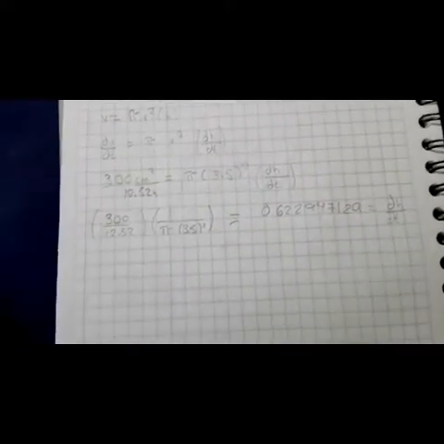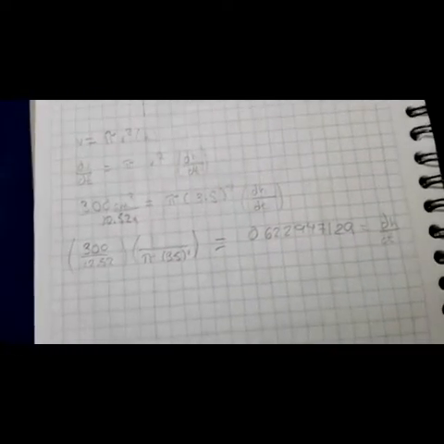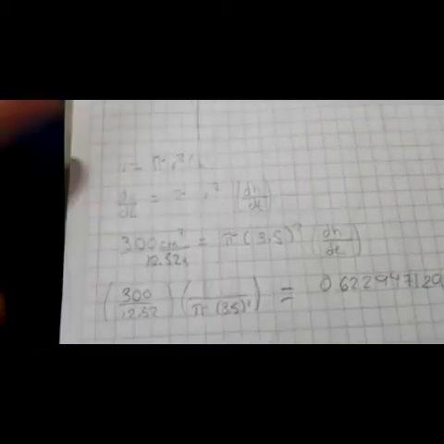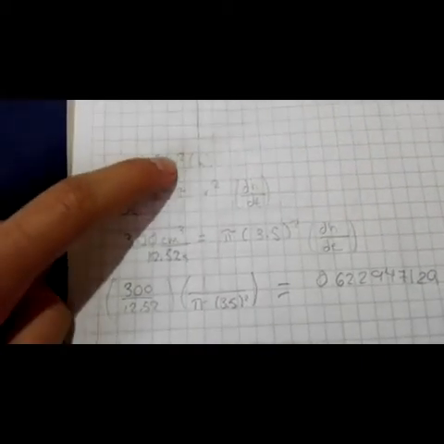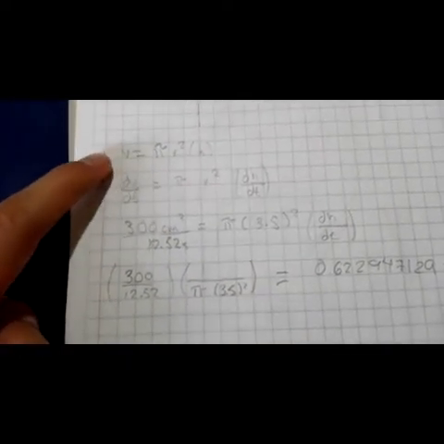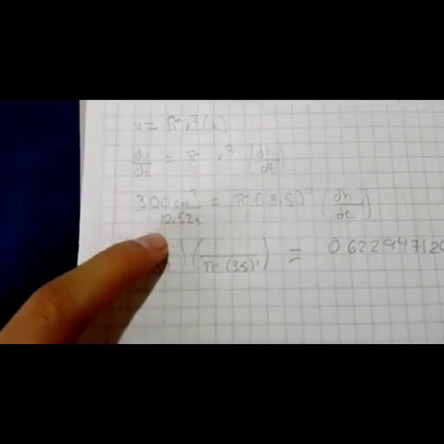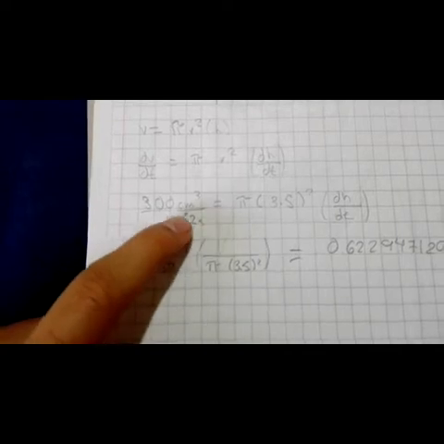For this first part of a project, we use a cylinder bottle which had a diameter of 7 centimeters. Here we have the formula for the volume of a cylinder, which is volume is equal to pi times radius squared times the height. Now we get the derivative of volume with respect to time, which is 300 centimeters cubed over 12.52 seconds, which is how much it lasted.